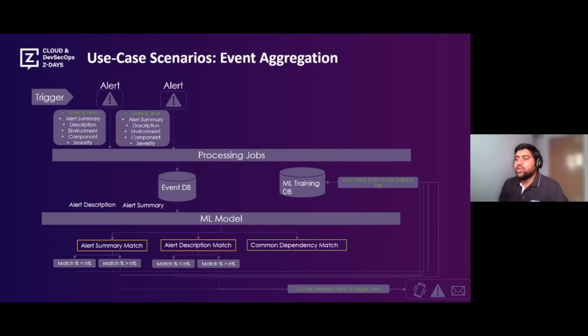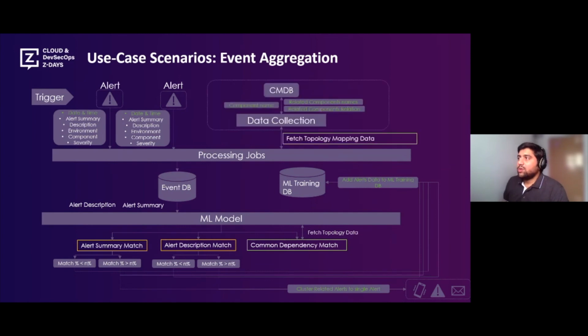By matching if there is any common dependency for both these components for which the alert is triggered, and if the common dependency has failed, the ML model will check the topology mapping and fetch the related components for both these components. So let's say a database is related to both these components, and if the database is down at that point of time, it means that both these alerts are due to the same reason, right? It will fetch the common dependencies using the topology data and check if there is any failure with the common dependency. If there is a failure, it will consolidate this information and send it as a clustered alert. If not, it will just add the data to the ML training database.